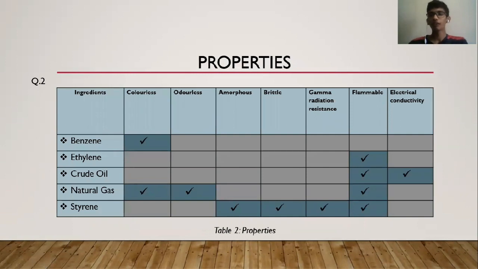Now we take a deeper look at the properties of the raw materials used. Benzene is colorless, ethylene is flammable, and crude oil is flammable as well as electrically conductive. Natural gas is colorless, odorless, and also flammable. And the last one is styrene. It is amorphous, gamma radiation resistant, and flammable.